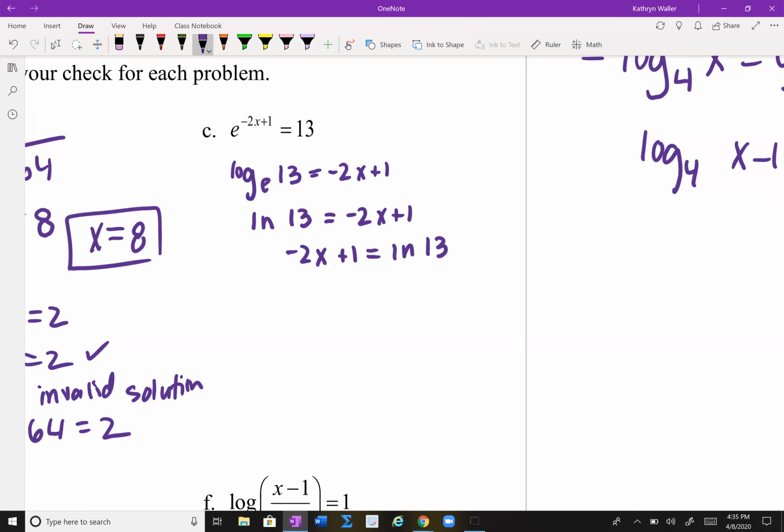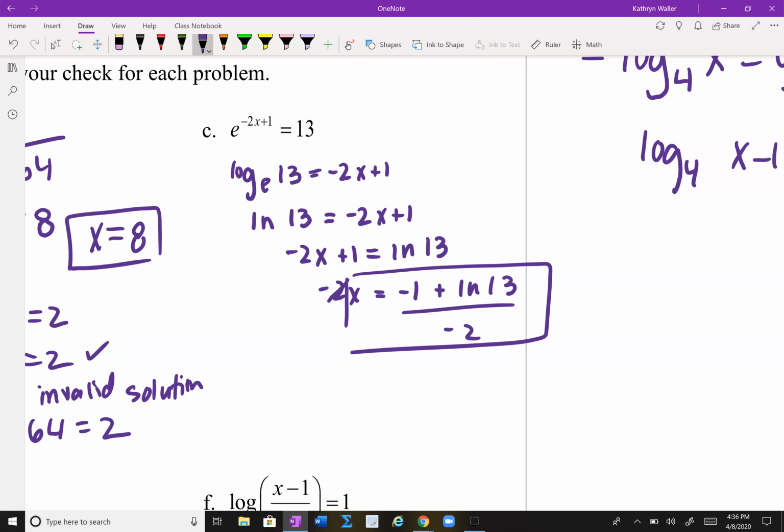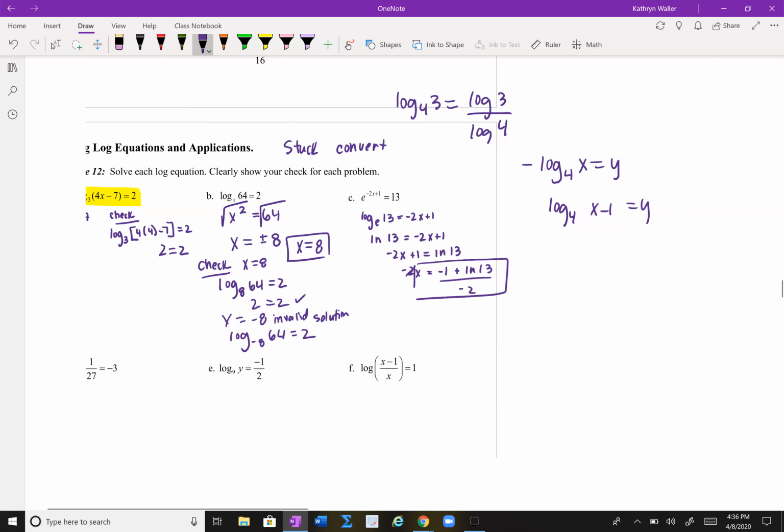Okay, that's easy. Now to get the x alone, I'm going to pull the 1 over. So I have negative 2x equals negative 1 plus ln 13. Now to solve for x, I divide by a negative 2, and that's my answer right there. Okay, that's all I do. I don't have to check it because it wasn't a log, so we're totally good.